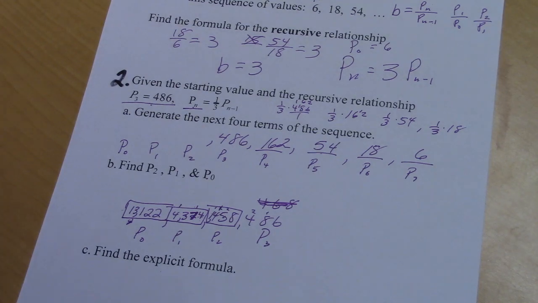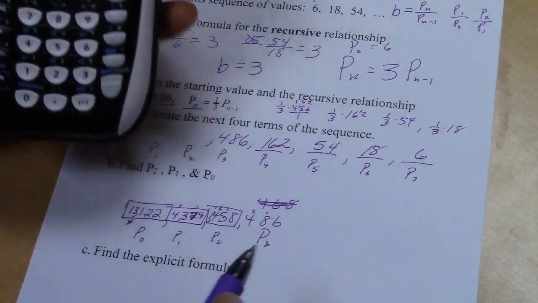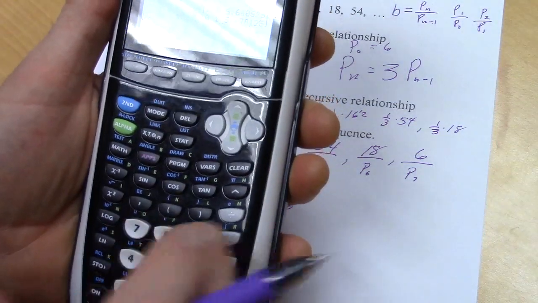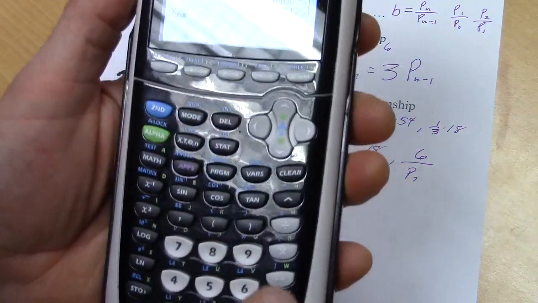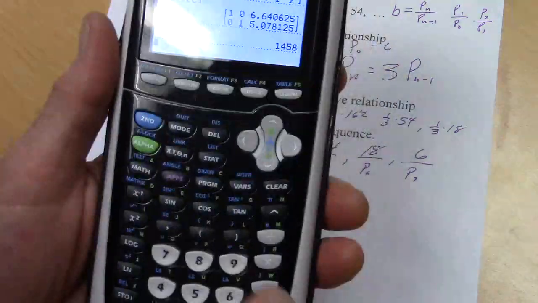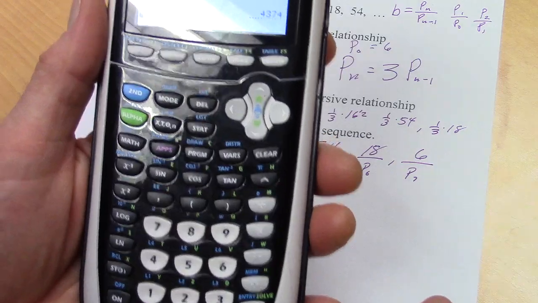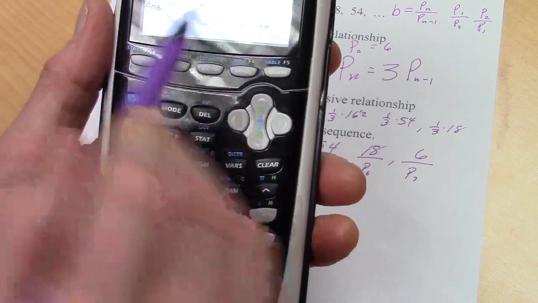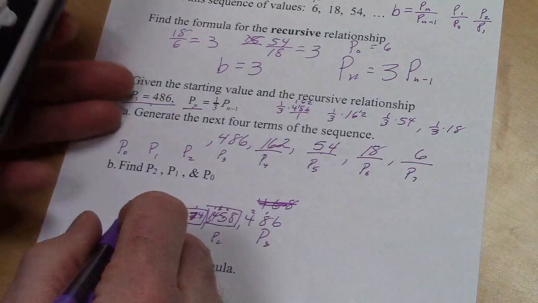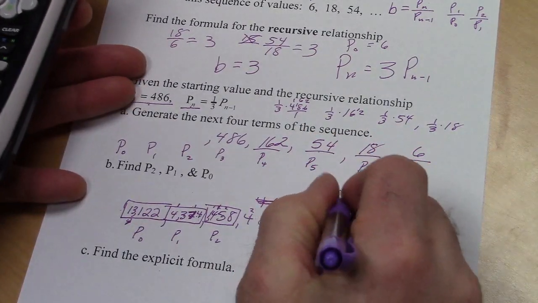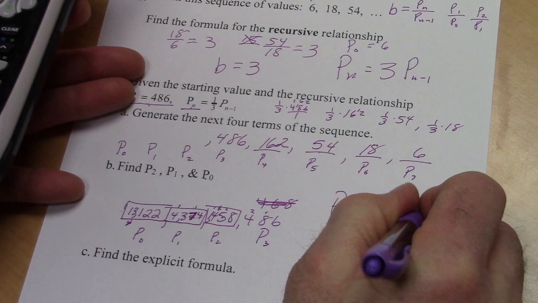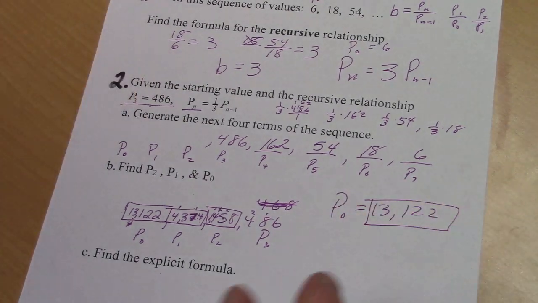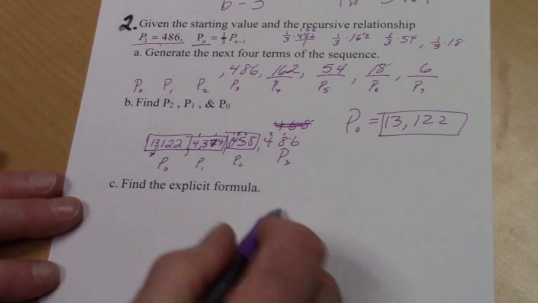Now, I would recommend you just use your calculator to do that, so you don't make a little mistake like I did right there. You'd get 486 times 3, and then times that by 3. You can just keep hitting times 3, and then times 3. See, this is recursive. We're just multiplying each number by 3 to get the next. So we get 13,122. So P sub 0 is equal to 13,122. That's important because in the next question they ask us to find the explicit formula.